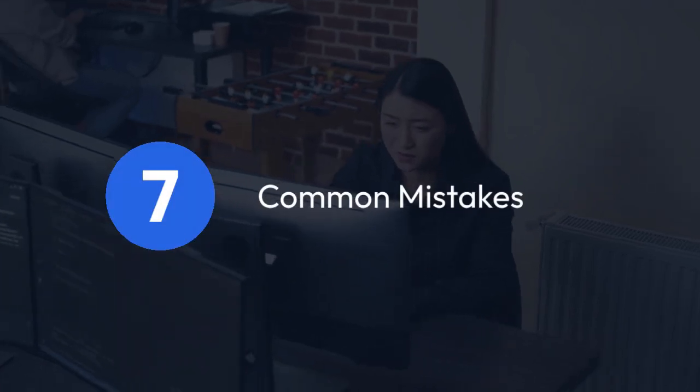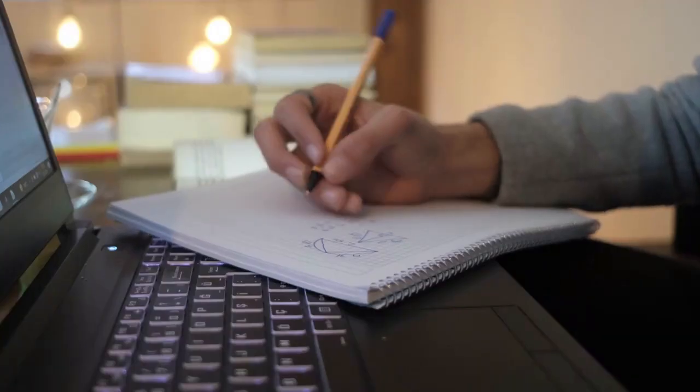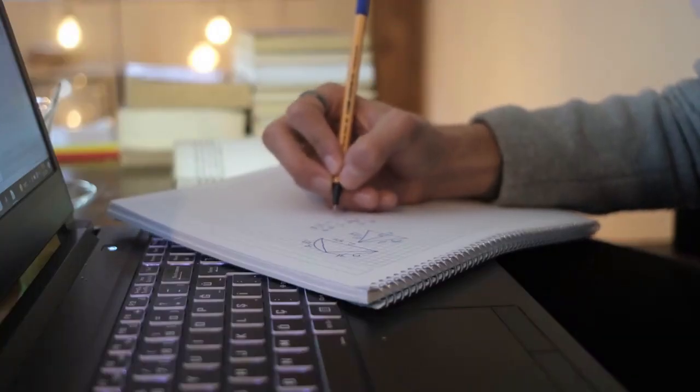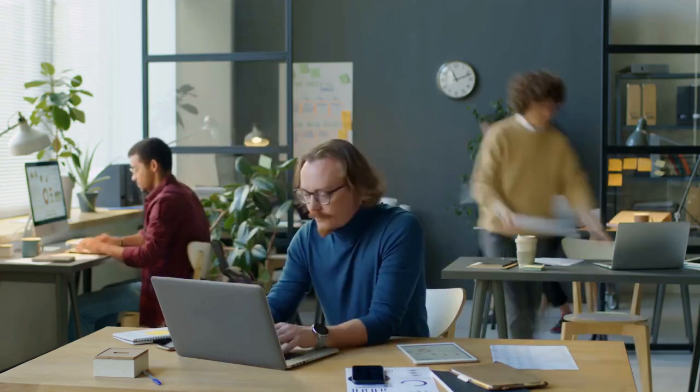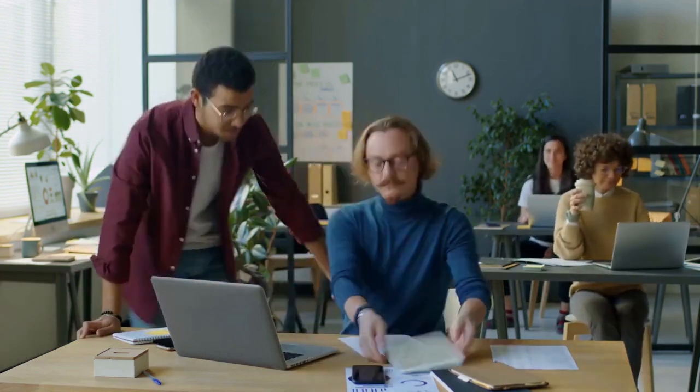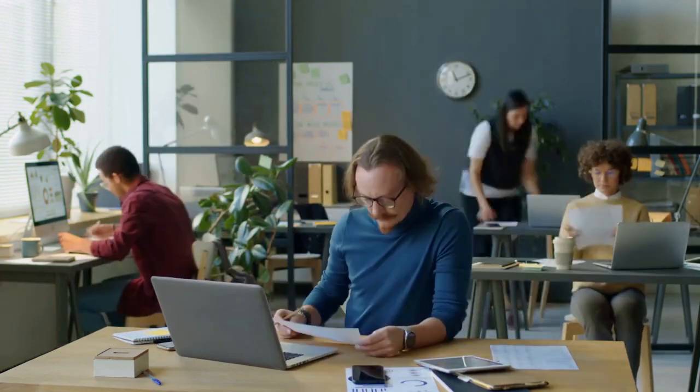7. Common mistakes. A frequent error is to confuse iterables with iterators. Trying to directly use a list, an iterable, where an iterator is needed will lead to problems. Always use iter to get the iterator from the iterable before using it in iterator-specific functions or contexts.